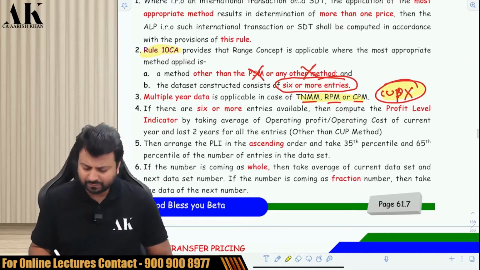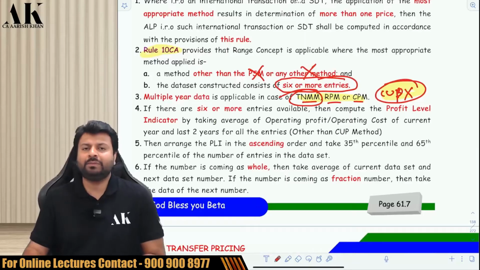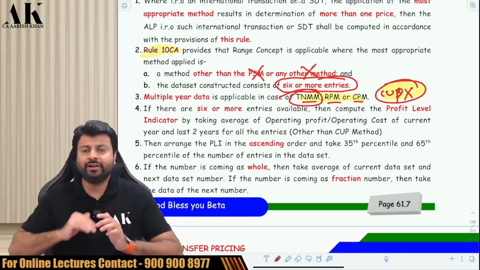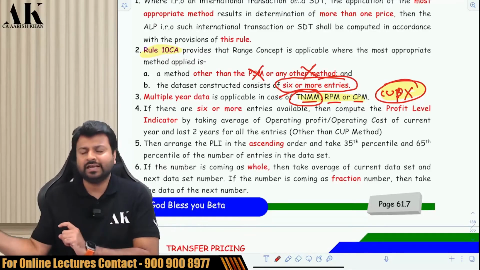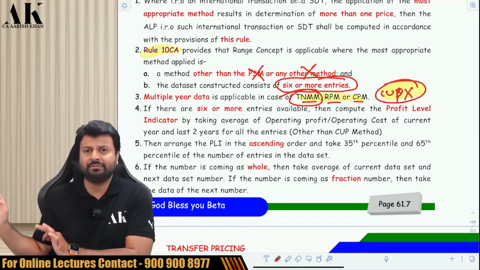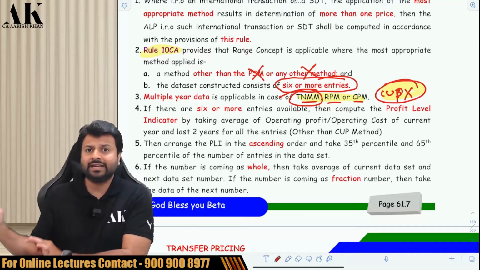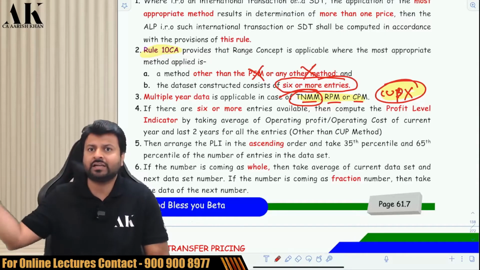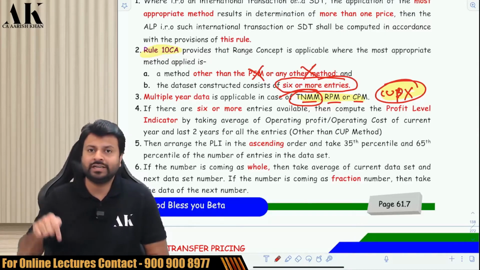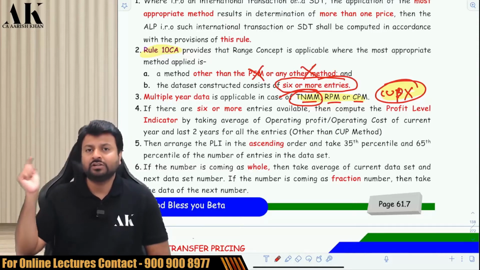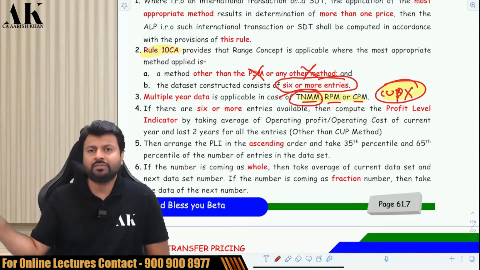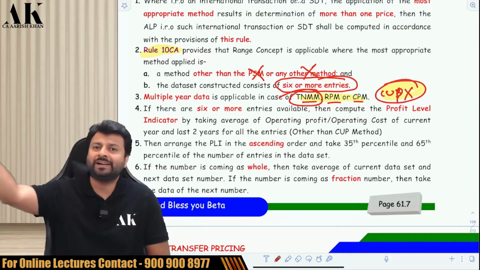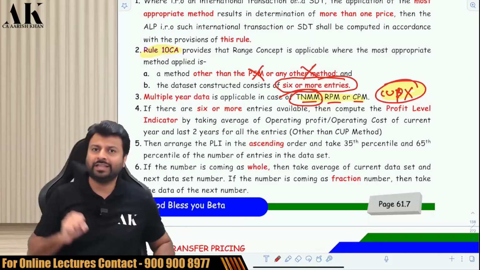Now let's talk about one of the methods, say TNMM. In TNMM, what do you compare? You compare the net profit margin. So what are you supposed to do in practical life? For TNMM, how will you compute the range concept? Go to the market and find at least 6 companies, or 7, or 8, or 9 companies, and get the operating profit and operating cost of those companies for the current year and the last 2 years, because in TNMM you are supposed to take the multiple year average. So for TNMM, get the operating profit and operating cost for the current year and the last 2 years of the 6 companies who are doing transactions with their unrelated parties. Okay, so I got that. Now I have to take what?